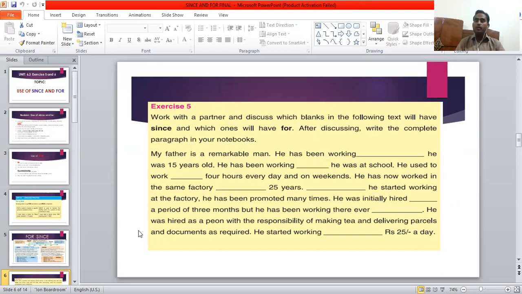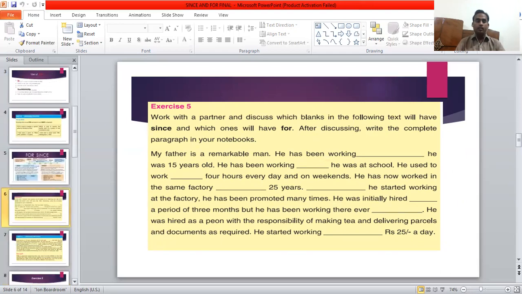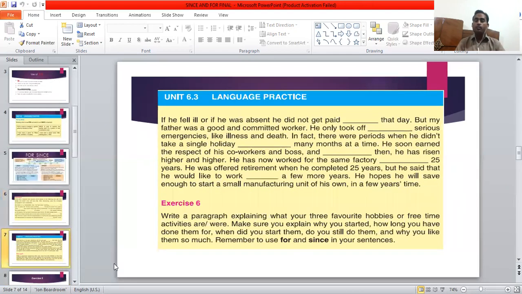He was hired as a peon with the responsibility of making tea and delivering parcels and documents as required. He started working for rupees 25 per day. So this is exercise 5. It still continues. If he fell ill or if he was absent, he did not get paid for that day. But my father was a good and committed worker. He only took off for serious emergencies like illness and death.